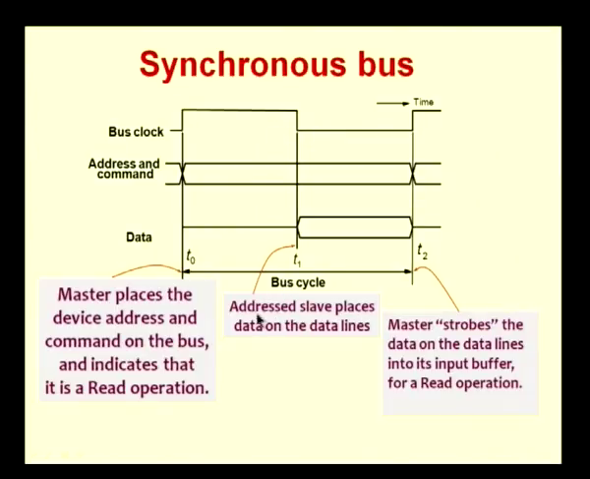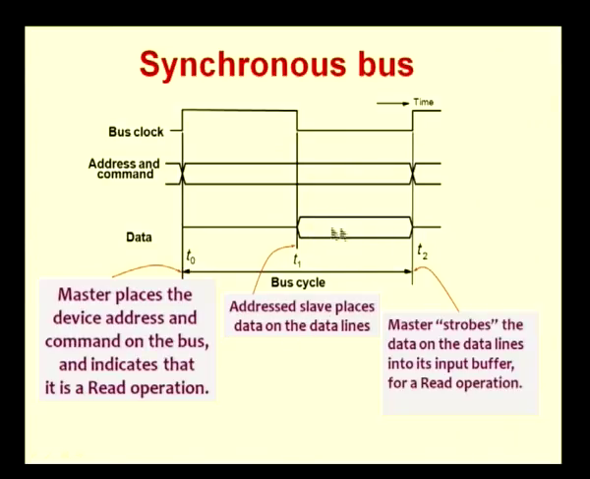At this point in time, the addressed slave will place the data on the data lines. This is a read operation, remember. We are trying to read data from the device. So the master sends out the address of the device from which the data has to be read, and also specifies that it is a read command. Now in response to the read command, the slave, depending on the address, knows that it is the one being addressed. So it responds and places the data on the data lines.